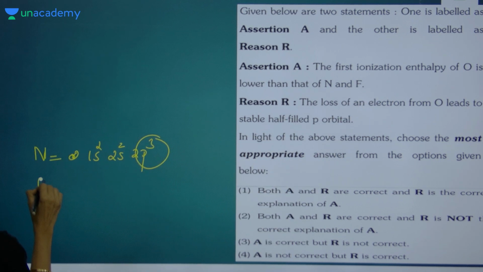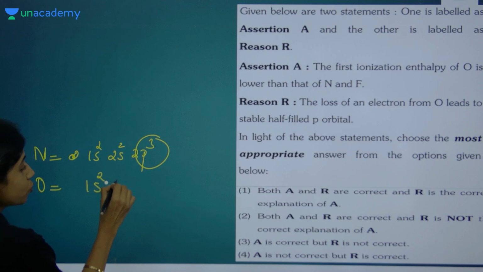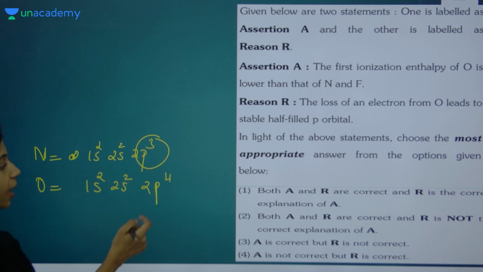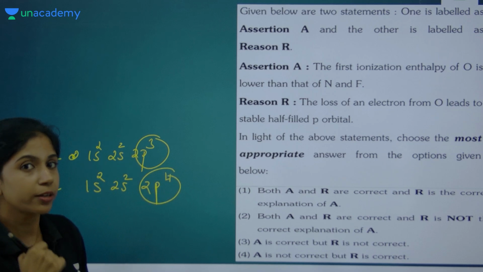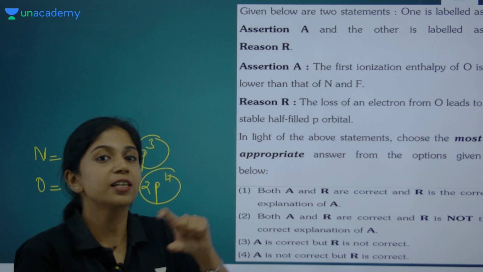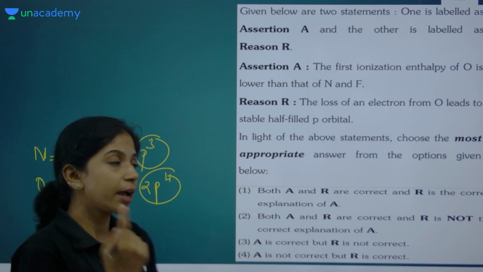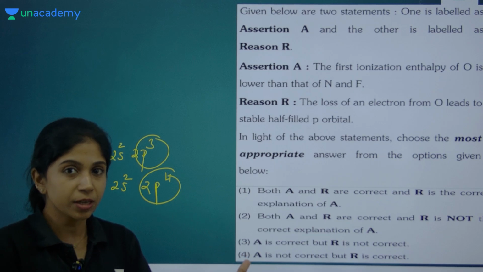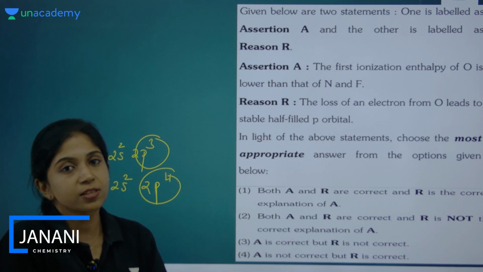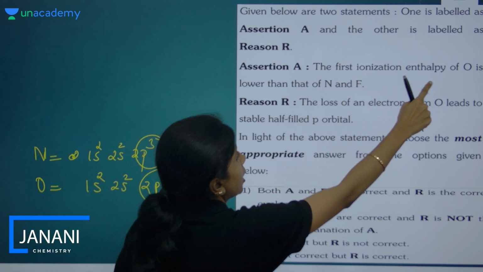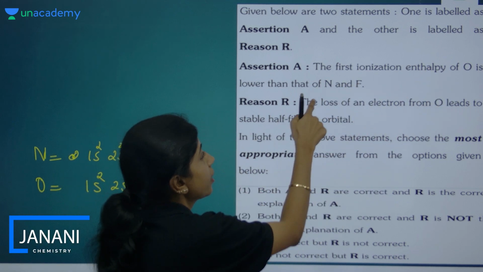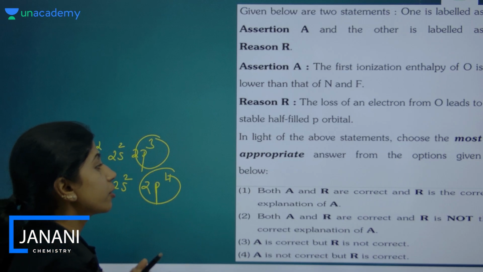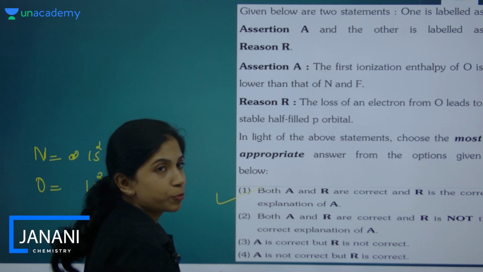Oxygen has the electronic configuration of 1s2 2s2 2p4. After nitrogen, oxygen has 2p4. From this 2p4, the last electron in the valence shell can be removed easily. Once removed, it gets a 2p3 configuration, which is half filled and stable, so removing it takes less energy. That is why the first ionization enthalpy of oxygen is lower than nitrogen and fluorine, and the reason is correct. So both assertion A and reason R are right and R is the right explanation. Option 1 is the right answer.